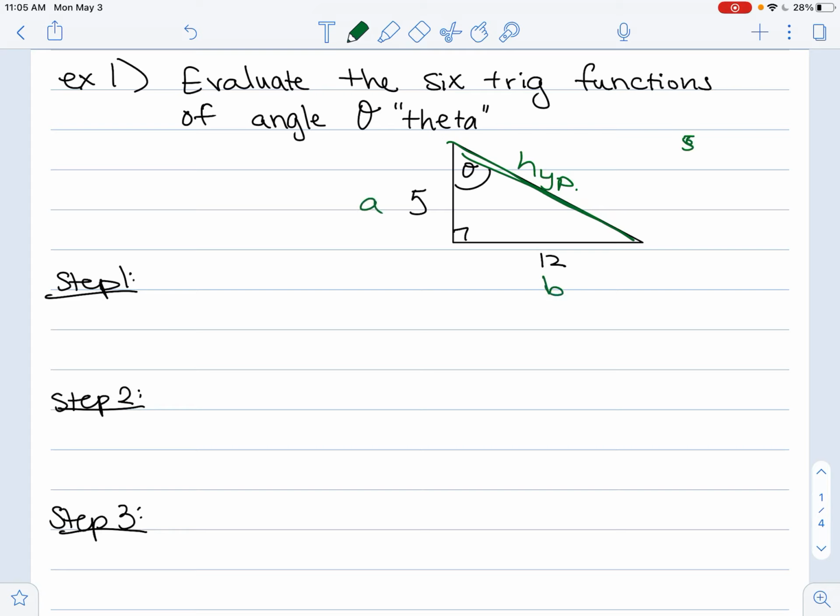So remember that a squared plus b squared equals c squared. So we can write 5 squared plus 12 squared equals c squared. So we get 25 plus 144 equals c squared.